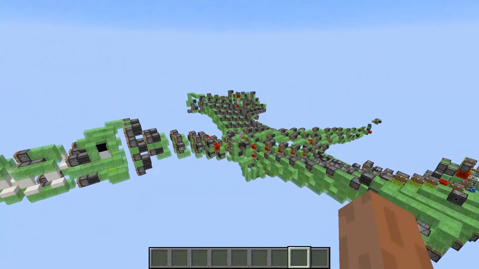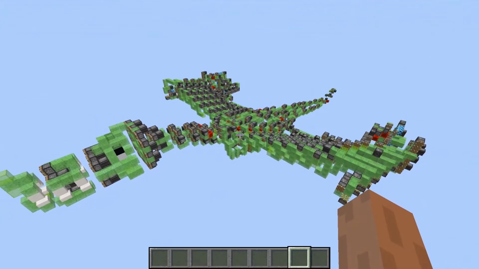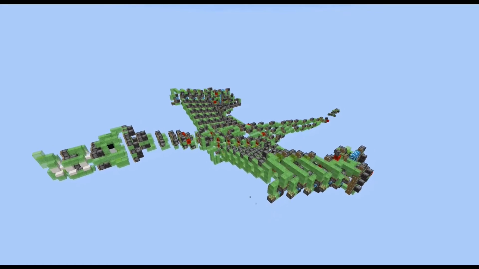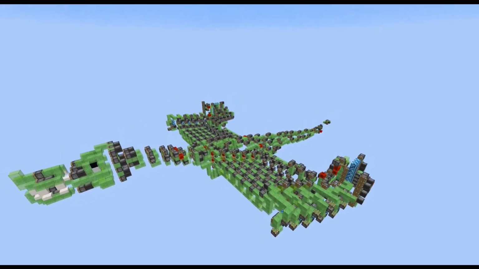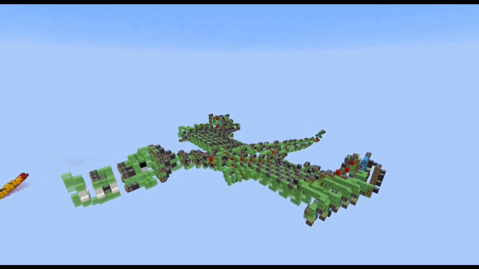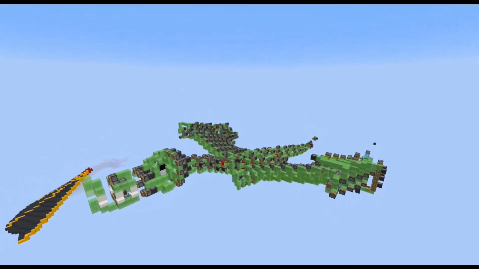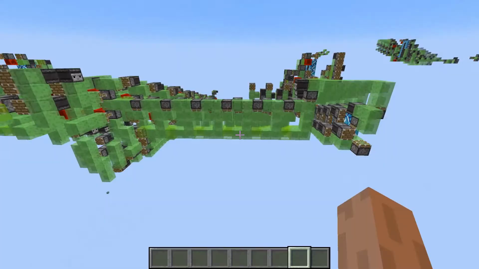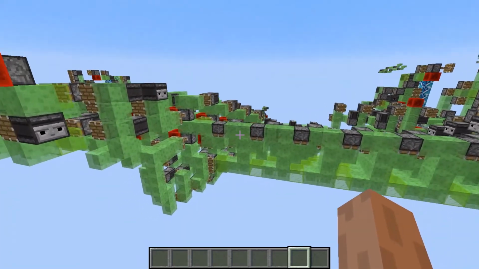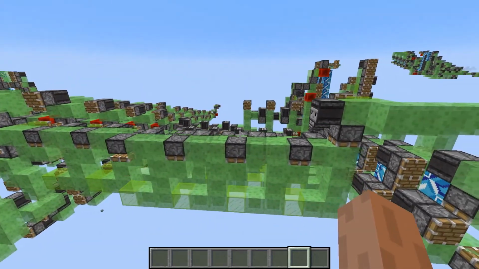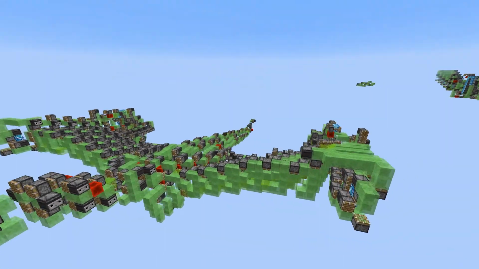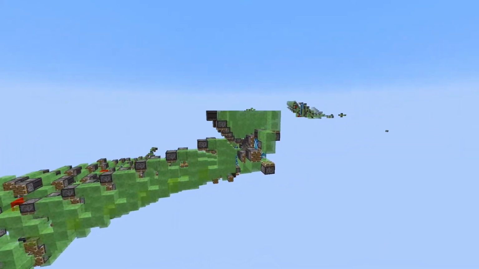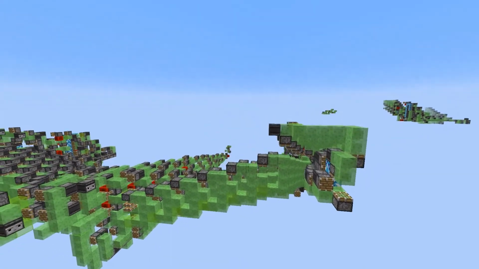Unfortunately, the animation is not really visible when the build is going normal speed, but right now I will insert some sped up footage so you can actually see the flying animation. This is the lowest state of the wing. As you can see, the wing is completely flat. And this here is the highest state of the wing. So right now this side here has moved up by 8 blocks.